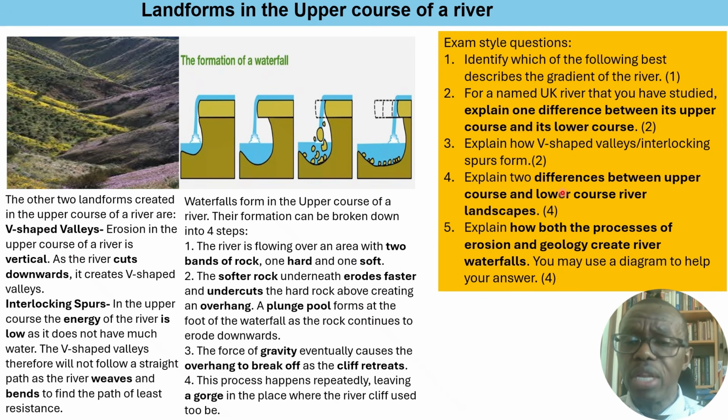And then explain two differences between the upper course and lower course of the river landscapes. Now again, that is similar to the second question here, so we just need to add one additional difference to the first one. And then number 5, explain how both processes of erosion and geology create river waterfalls. So here you may use a diagram to help your answer. You'd basically be drawing a diagram showing these 4 stages in the formation of a waterfall and talking about them, especially with regards to the erosional processes that are taking place and the geology, so the types of rock and their resistance and how that leads to the formation of a waterfall.